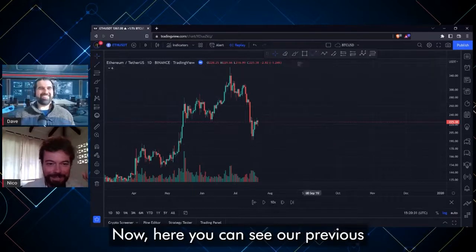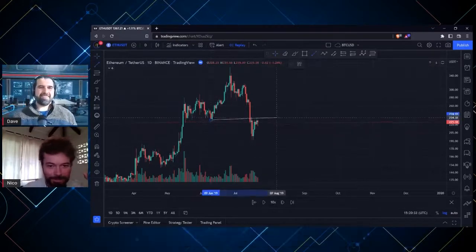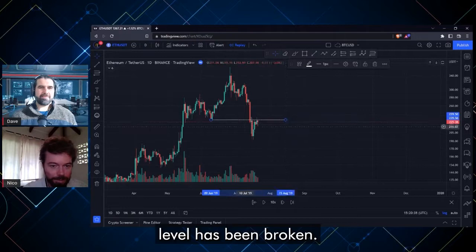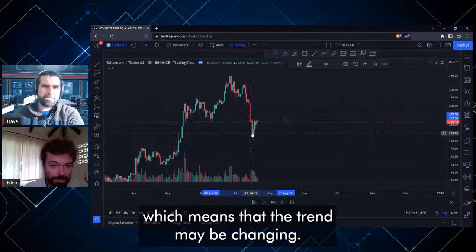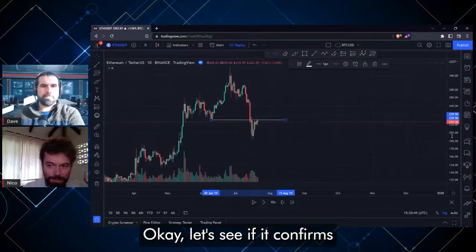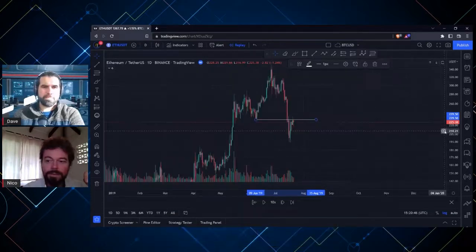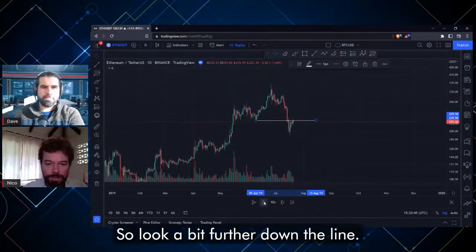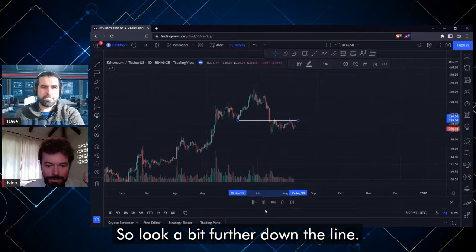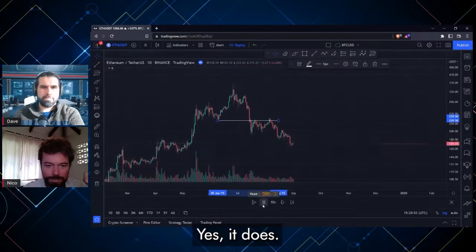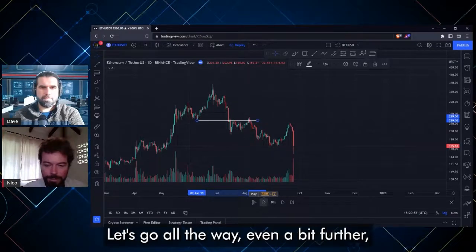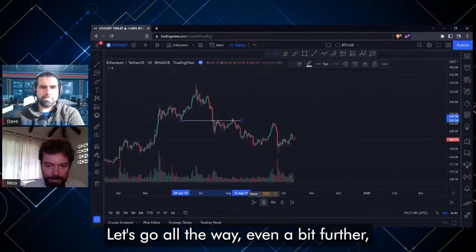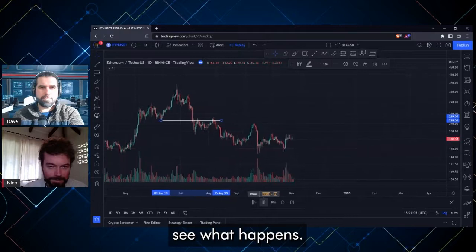Now, here you can see our previous level has been broken. So after that, we might consider a reversal, which means that the trend might be changing. Let's see if it confirms. Let's have a look a bit further down the line. Yes, it does. Let's go all the way, even a bit further, and see what happens.